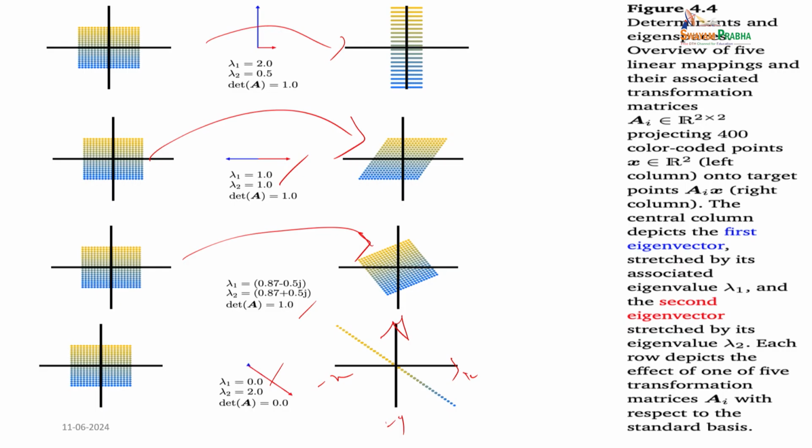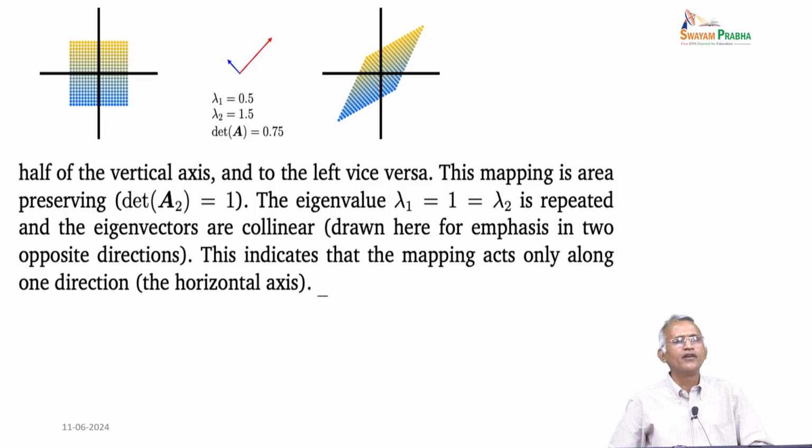It shows 400 color-coded points x mapped onto target points Ax. The central column depicts the first eigenvector stretched by its associated eigenvalue lambda 1 and the second eigenvector stretched by its eigenvalue lambda 2. Each row depicts the effect of one of the 5 transformation matrices Ai with respect to the standard basis. This mapping is area preserving, the determinant of A2 equal to 1. The eigenvalue lambda 1 equal to lambda 2 is repeated, so the eigenvectors are collinear. This indicates that the mapping acts only along one direction.